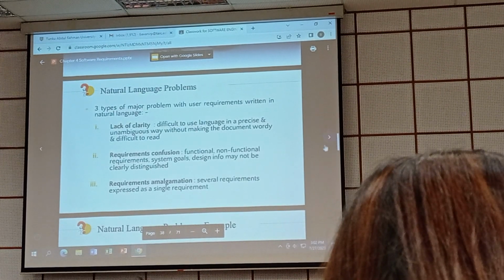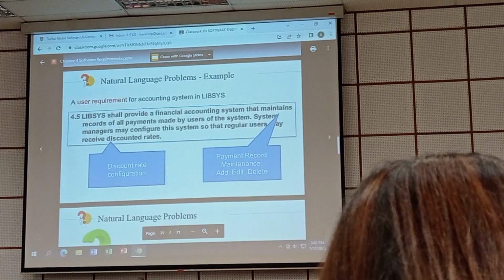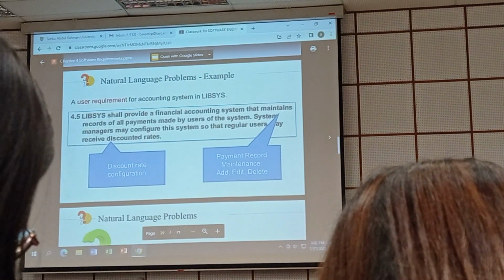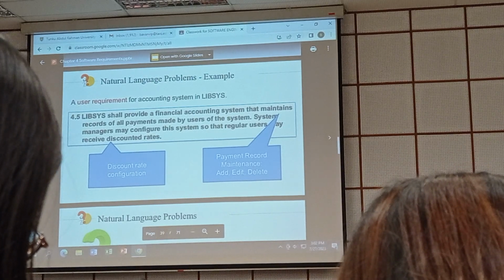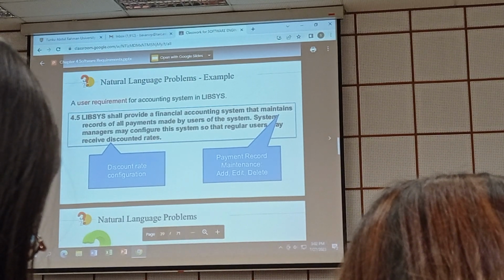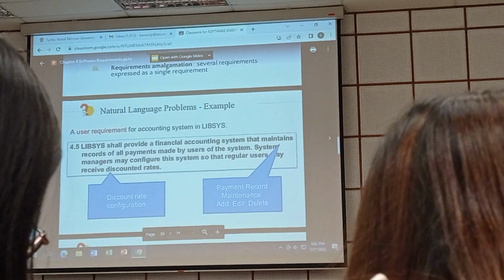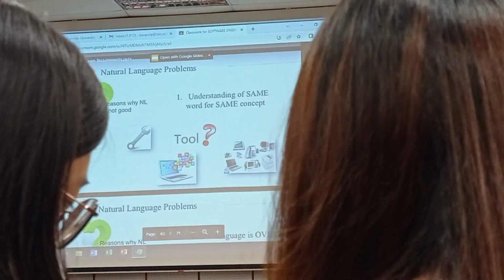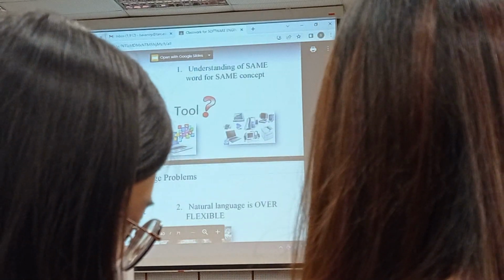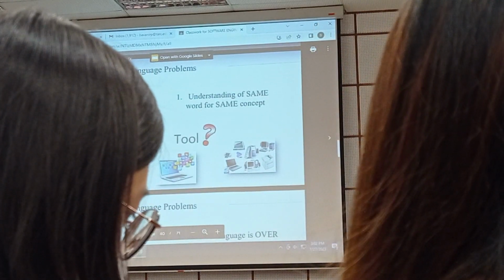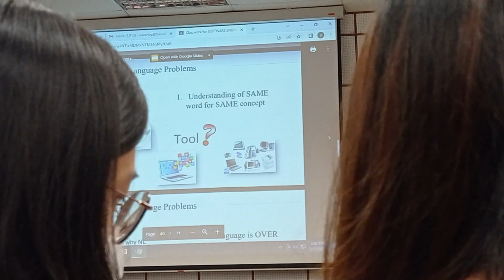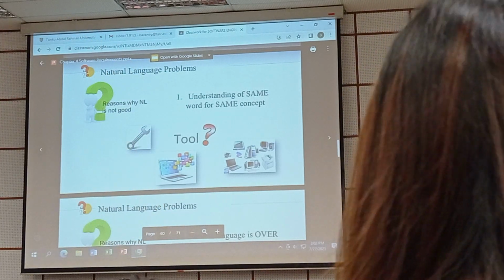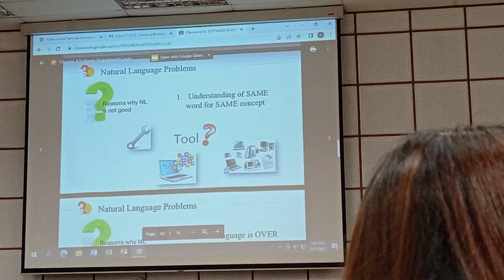Okay, so these are the problems. So this is the example, an example of the natural language problem for the accounting system in a library. I don't know if it's a library or what. Okay, the reason why natural language is not good is because the same word can carry a different meaning. One word, different meanings.